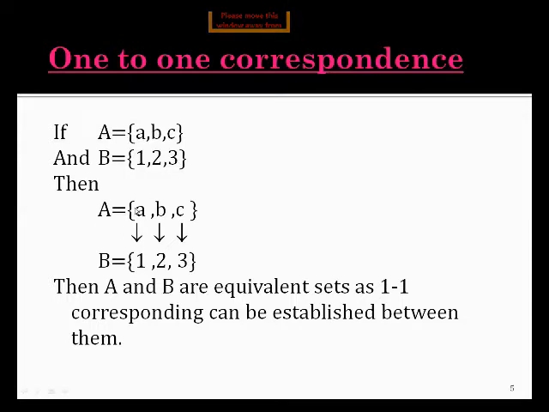As you see, students, in the first set we have 3 elements, and the second set also has 3 elements. So it is called one-to-one correspondence. The first element of set A corresponds to the first element of set B, in a similar way the second element corresponds to the second element, and the third element of the first set corresponds to the third element of set B. Then A and B are called equivalent sets, as one-to-one correspondence can be established between them.